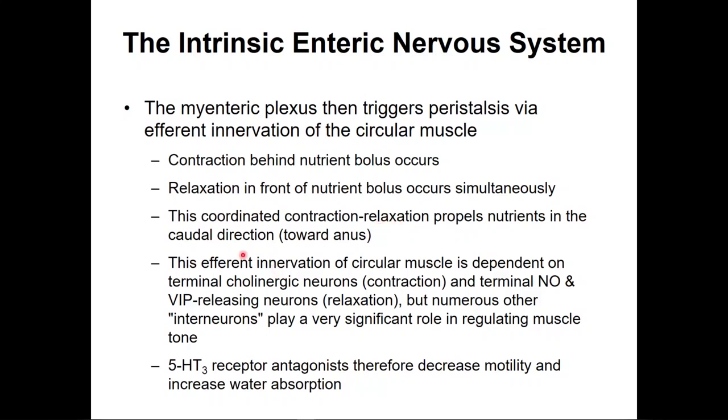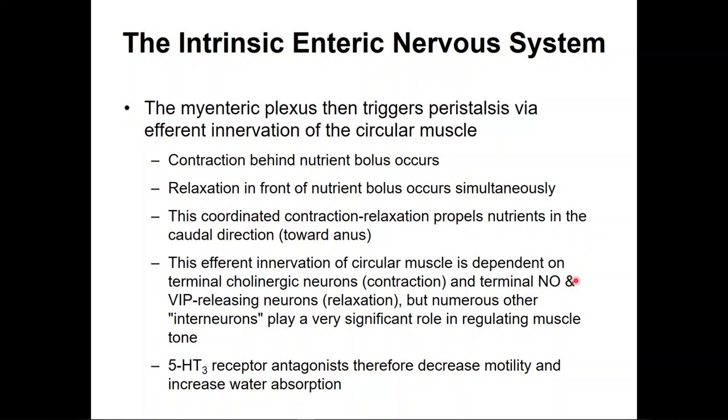That's dependent particularly on cholinergic neurons, which are important for the contraction. And then the relaxation in front of, or I want to clarify what I mean by in front of, is where the food is supposed to be going, what direction it's supposed to be moving in. That front is going to be relaxing, and that's through, believe it or not, nitric oxide, which we talked about in the cardiovascular system. Nitric oxide is very potent at relaxing smooth muscle. The same thing applies not only in vascular smooth muscle, but in gastrointestinal smooth muscle.